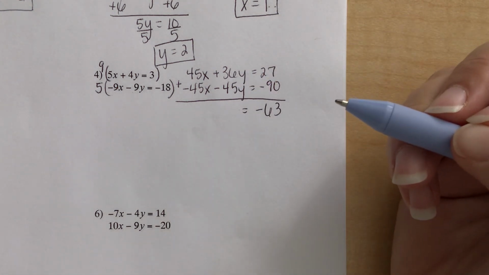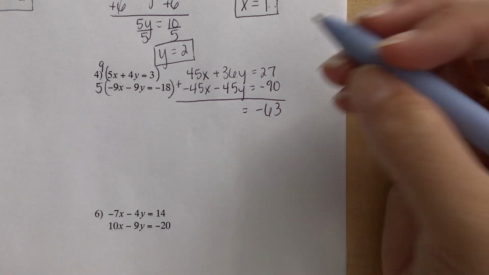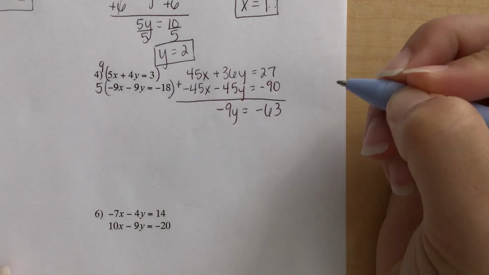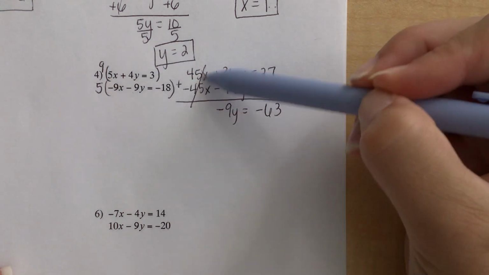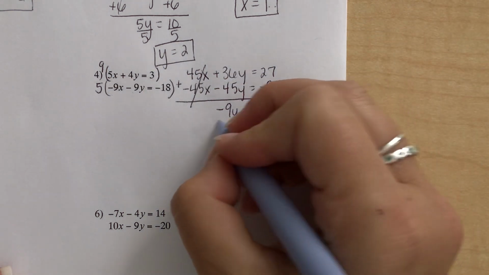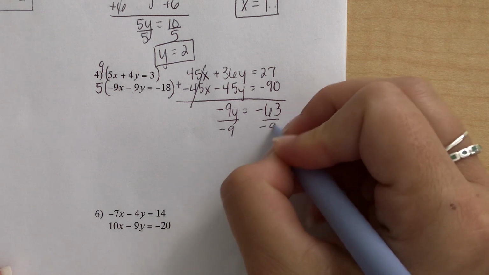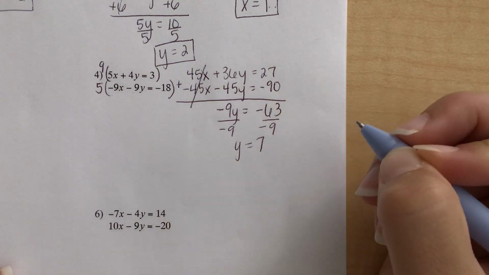36 plus negative 45 is going to give me negative 9y. And then those canceled. Again, that was the whole point of multiplying these, so that we could get rid of that variable. Divide by negative 9, divide by negative 9, y equals 7.